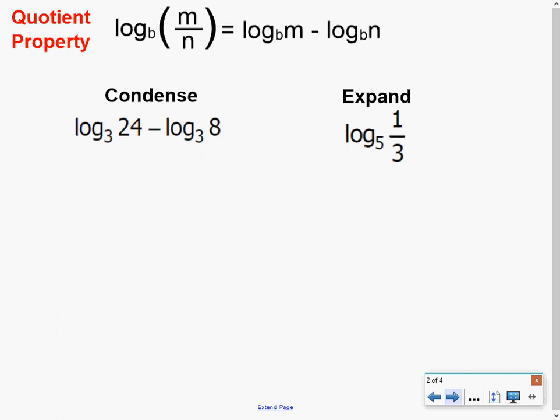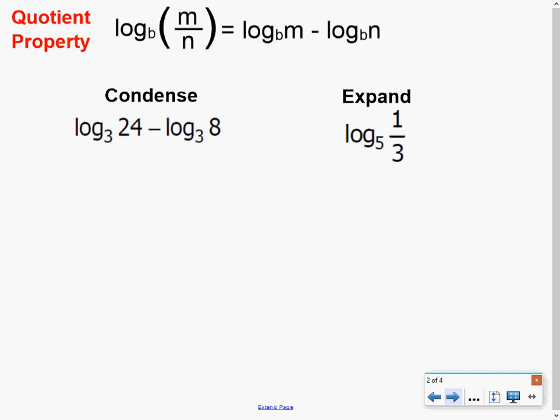So a second rule is called the quotient property. This deals with things dividing and subtracting. So kind of pair those up in your brain. So again, if I have a log base b of something divided by something else, I can change that into two logs of the same base that are subtracting. Again, that goes the opposite way as well. If I have two logs of the same base that are being subtracted, I can turn that into a single log with those things being divided.